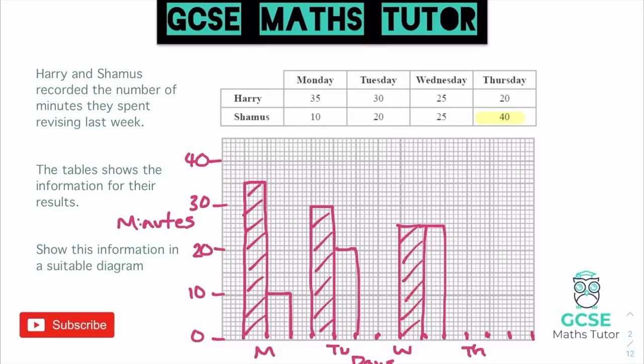And then we've got our last one here, which is 20 for Harry, and we've got 40 there for Seamus, and that was the largest out of all of them, so up to 40.